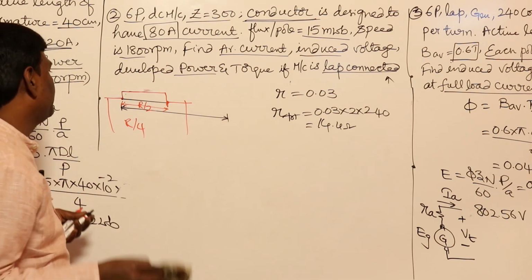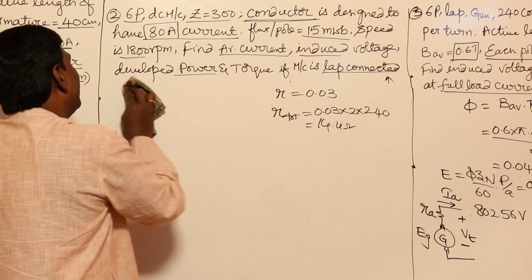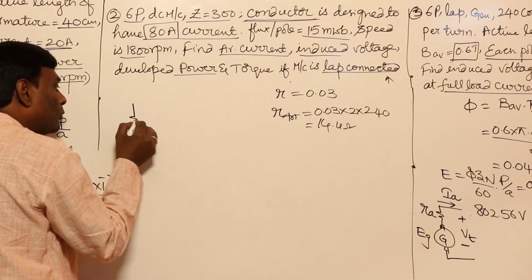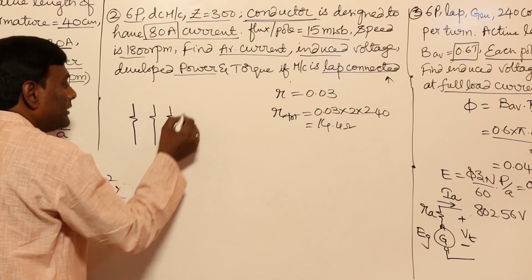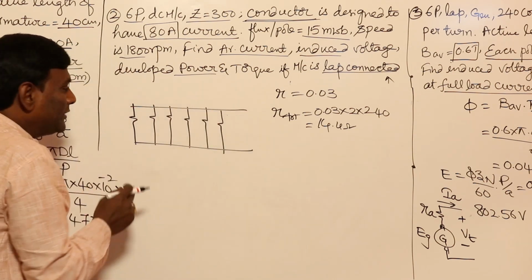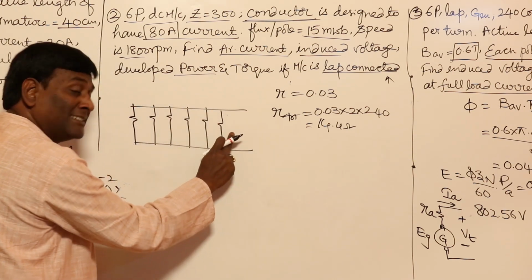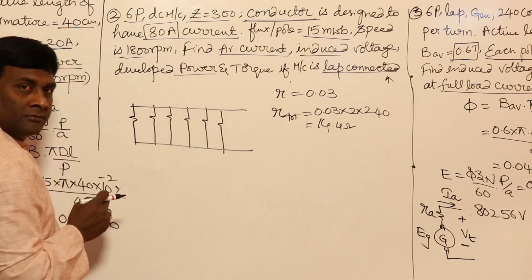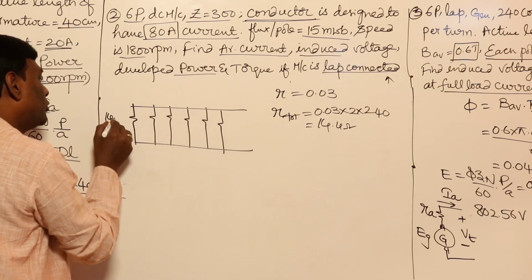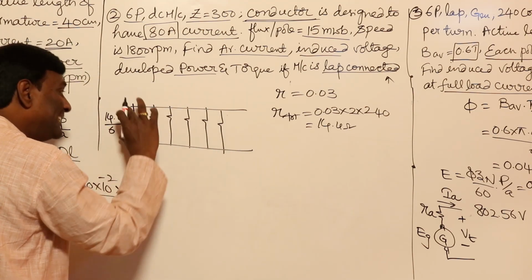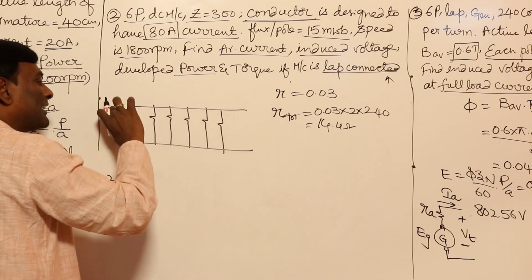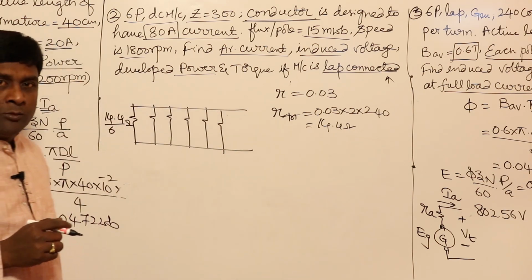Now let us think of our machine winding. In this winding, 6 poles are there, lap connected. So how many parallel paths? 1, 2, 3, 4, 5, 6. Now if I connect all these resistances in series, it is 14.4. Each of the 6 parts should be 14.4 by 6 ohm, such that if I connect all these in series, it is going to be 14.4.